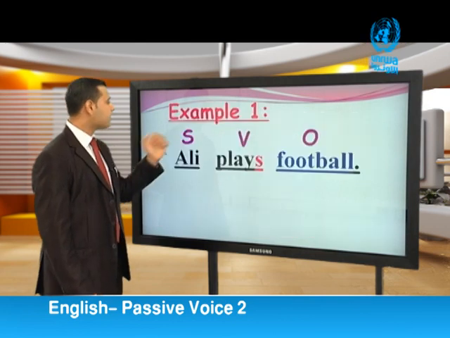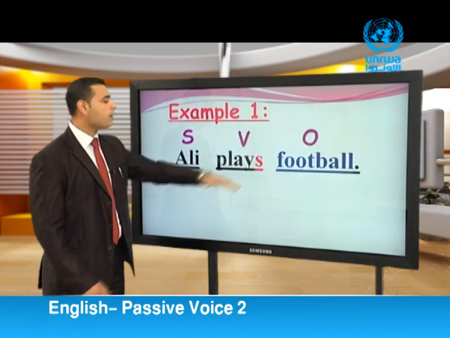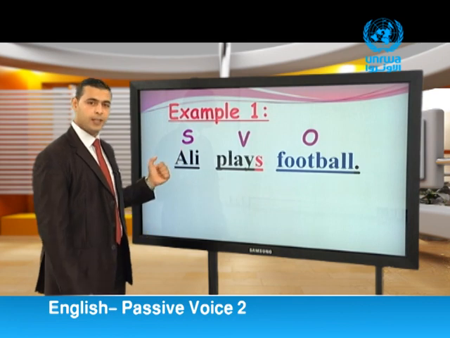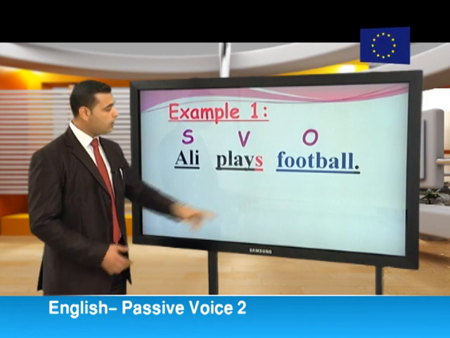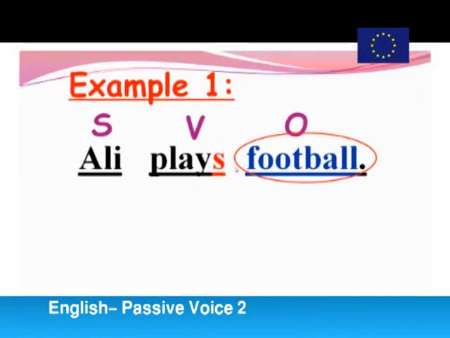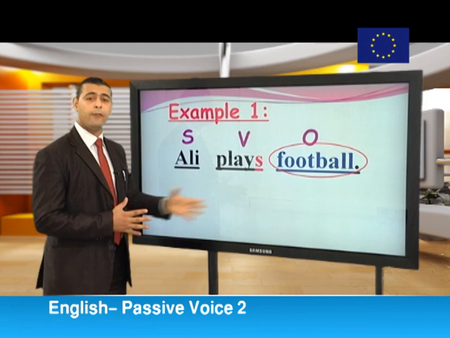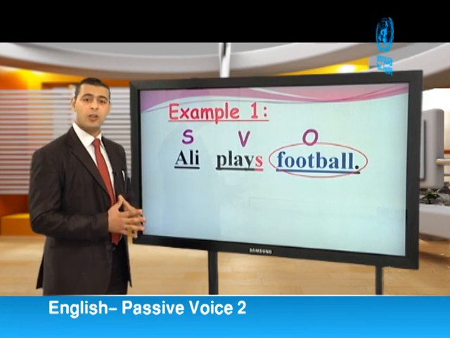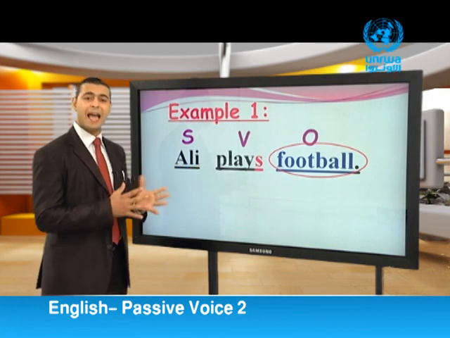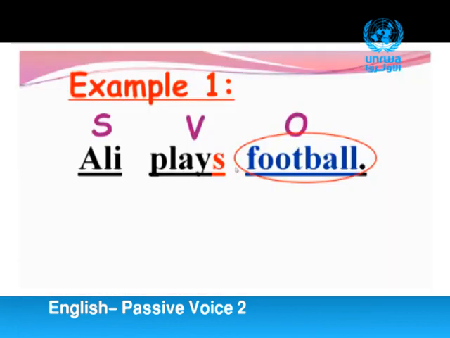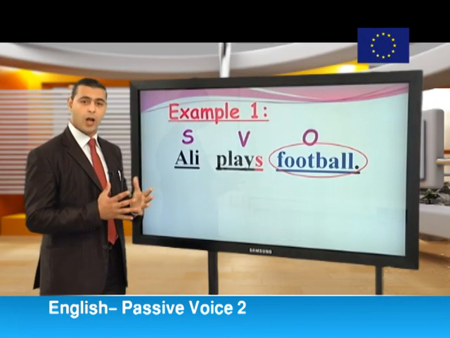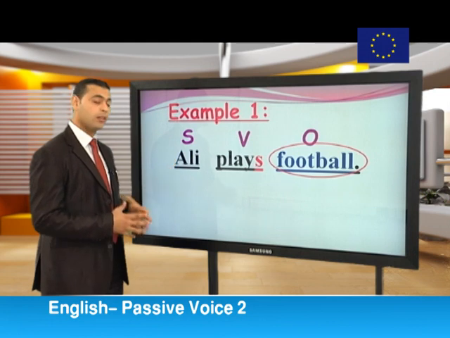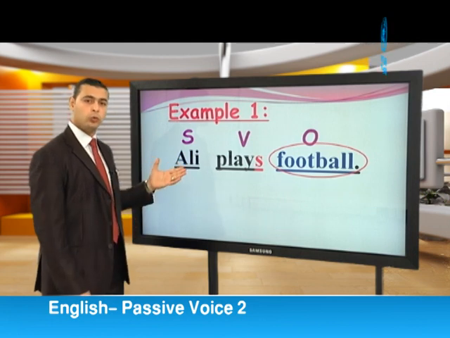Look here. Example number 1. Ali plays football. Ali is the subject, plays is the verb, football is the object. Before we look at the passive form of this sentence, let me ask you a question. Is this sentence in the active or the passive voice? What do you think? Of course, it's in the active voice. Why? Because here the doer is present, which is Ali.